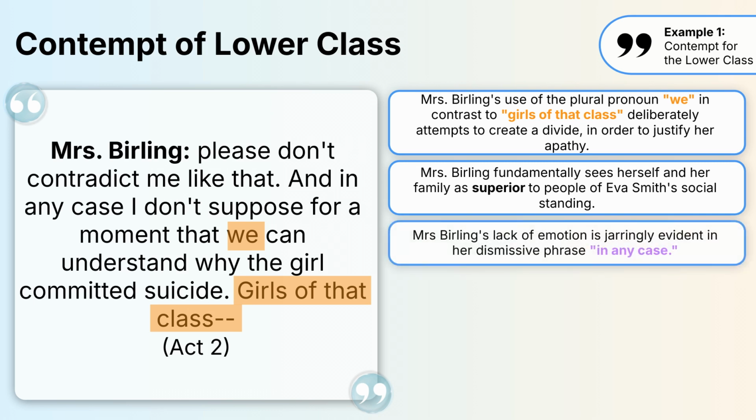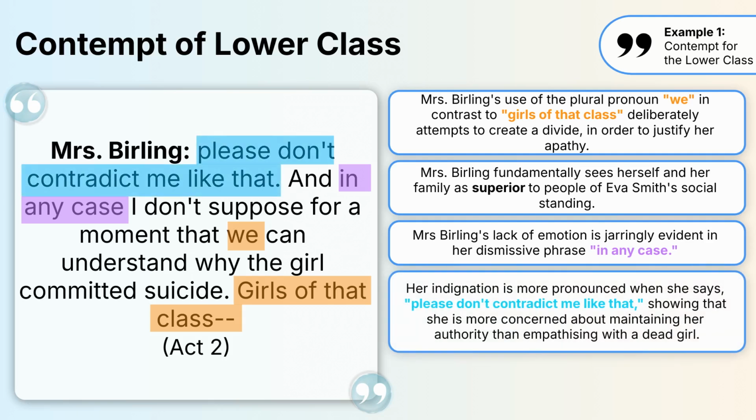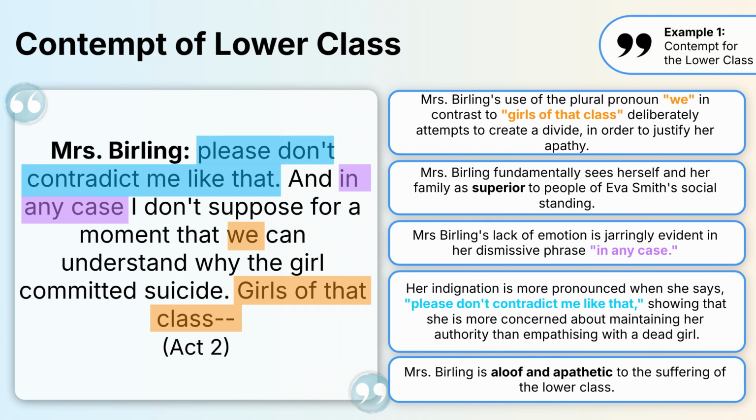Mrs Birling's lack of emotion is jarringly evident in her dismissive phrase, "in any case," which presents her apathy to Eva's death. Furthermore, her indignation is more pronounced when she says, "Please don't contradict me like that," showing that she is more concerned about maintaining her authority than empathizing with a dead girl. Thus, Mrs Birling is shown to be aloof and apathetic to the suffering of the lower class due to the deliberate divides she manufactures.